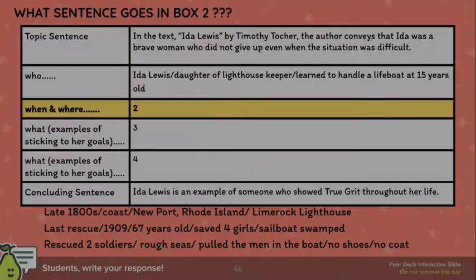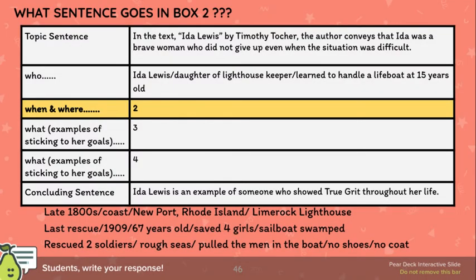So the students chose: Ida Lewis, daughter of lighthouse keeper, learned to handle a lifeboat at 15 years old. Remember, we're using the Ida Lewis text from Imagine Reading as our example today. So this is correct, and this is what it would look like for you to take notes in your organizer. It's very quick facts that you are pulling from the article or from your brain, what you remember, and you are using slashes to separate your notes. So your notes are going to look exactly like this.